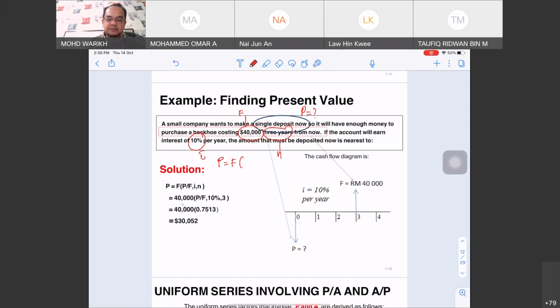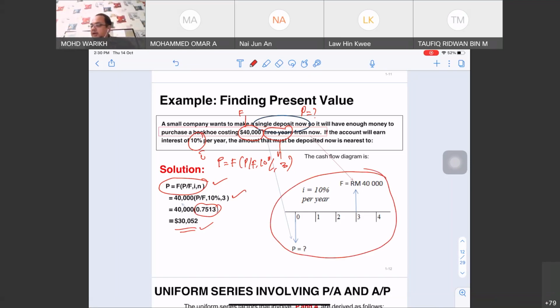F is given, P over F, 10% and 3 years. So same as this one, and refer to the tables. You will get this number and then you get the answers. Make sure that you use the cash flow diagram.